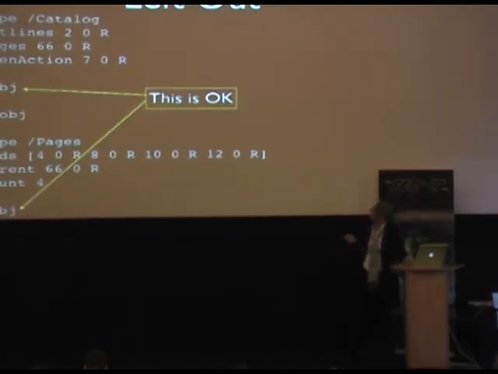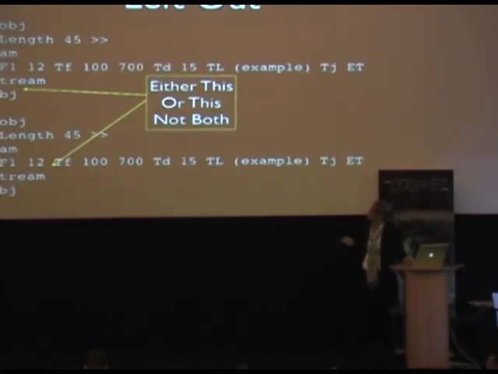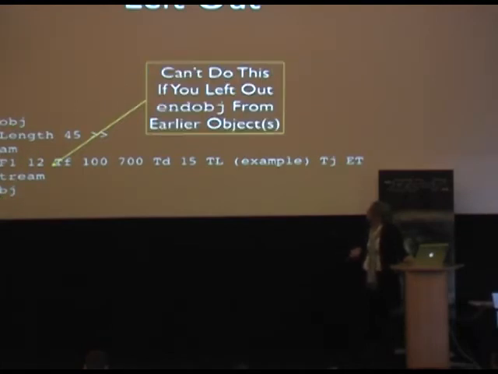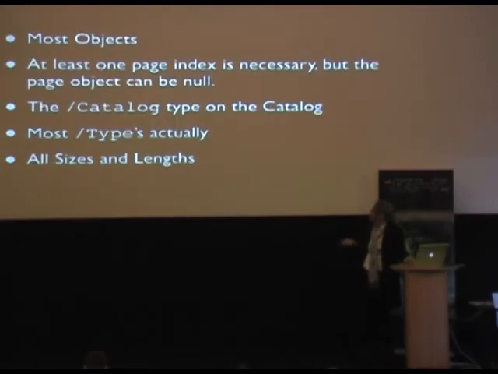So if you're doing a bunch of objects, you can leave out all the end objects. And if you're doing objects with streams, you can do this, but you can't do both at the same time, because if you do that, then it will start to associate closing tags with earlier opening tags in some bizarre way. Essentially, you end up nesting the objects in some unexpected ways. So, anyway, you can leave most objects out.